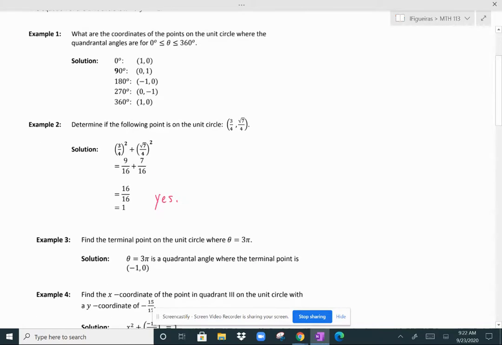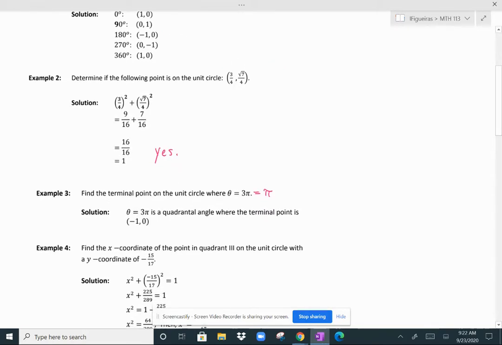So here we want to find the terminal point on the unit circle where your angle is 3 pi. Remember, 3 pi is another quadrantal angle, and it corresponds with the angle pi. So that means you've gone around 2 pi units and then pi more. 3 pi and pi are the same position, which is 180 degrees. So it's the same answer we got here in the first example, that the point at 3 pi is negative 1, 0. So the negative x-axis.